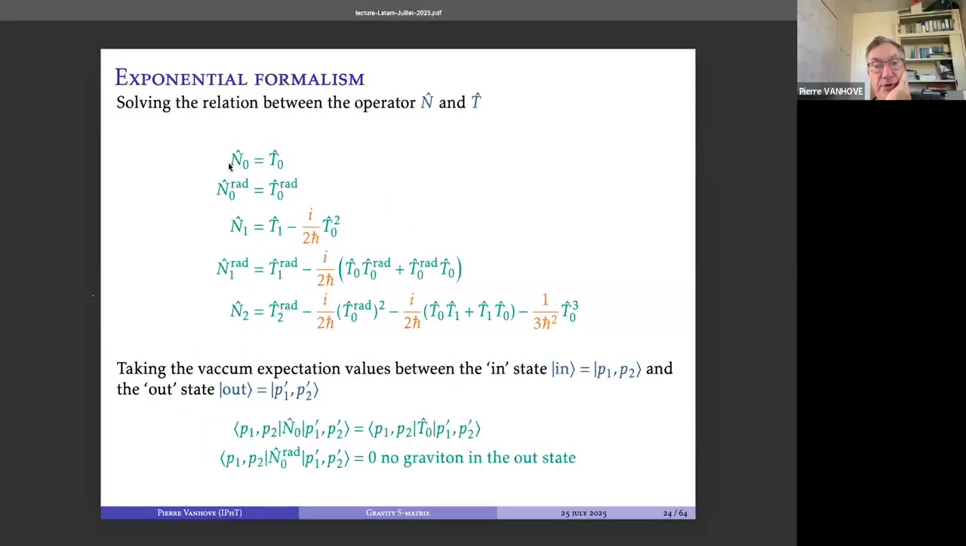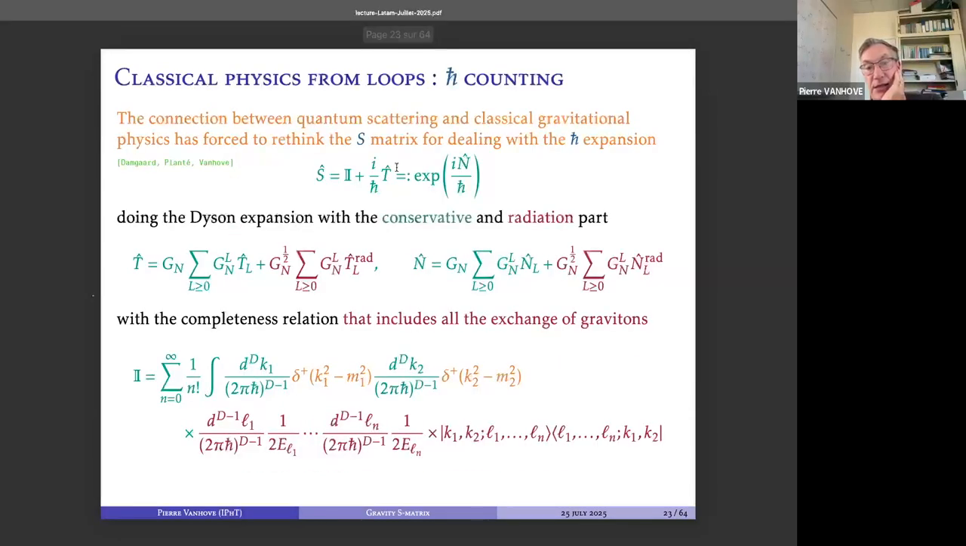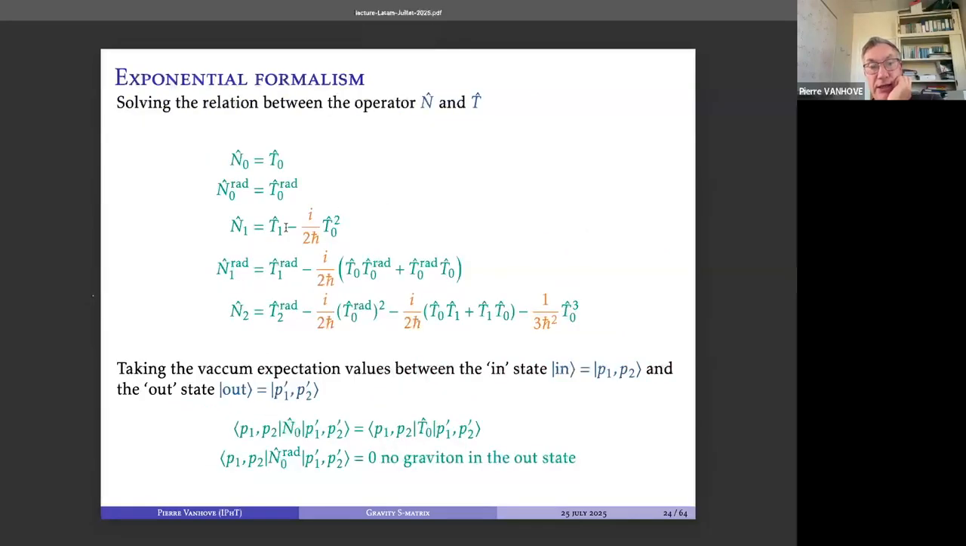So I have at first order n0 equals 0, n0 rad equals t0 rad, and then by taking the log, I see that n1 is t1 minus 1 over h bar t0 squared. That is the radiation part. And then for n2, I have t2, minus 1 over h bar t0 t0 rad, plus 1 over h bar squared t0 cubed.